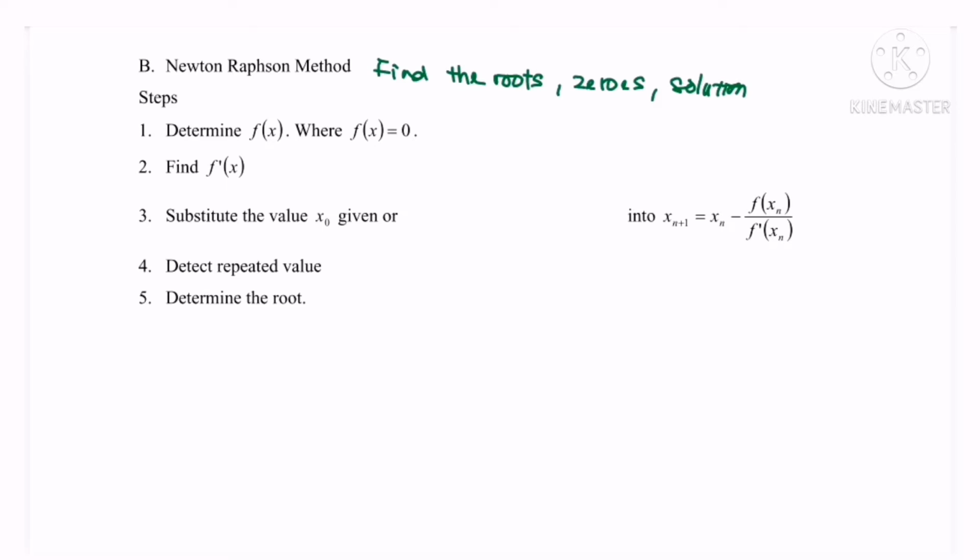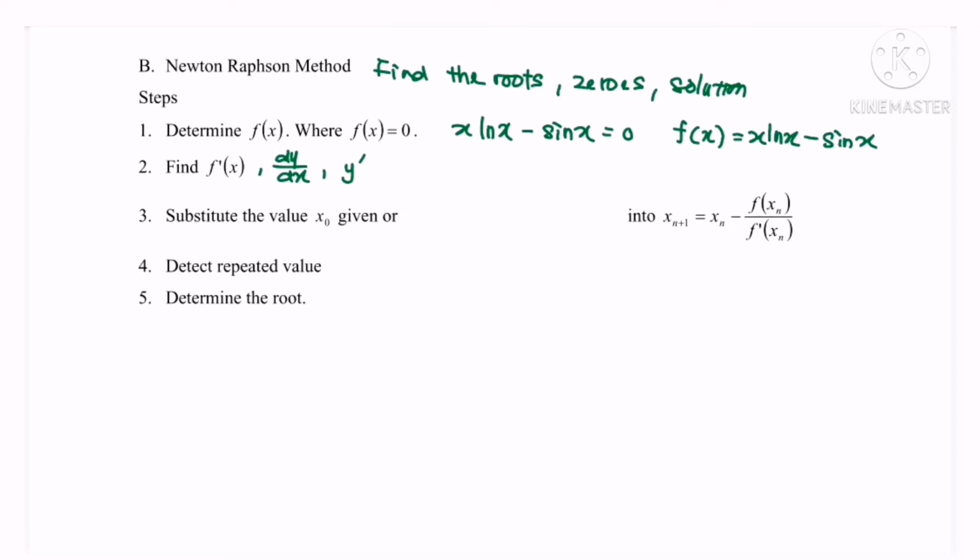So here we have the steps. Step number 1, determine the f(x), where f(x) equals 0. For example, we have x multiplied with ln x minus sin x equals 0, and we can rewrite it as f(x) equals x multiplied with ln x minus sin x. The second step is to find the derivative, or f prime x, or dy/dx, or y prime.